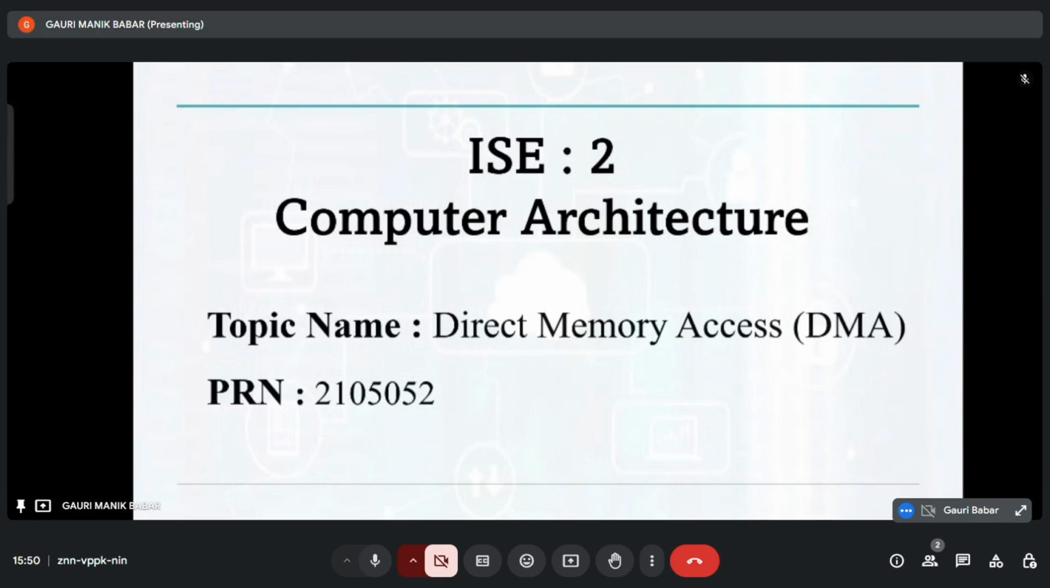Hello everyone, my name is Gauri Babar and I am going to explain ISC 2 of Computer Architecture. The topic name for ISC is Direct Memory Access, that is the DMA technique in MIPS 32.